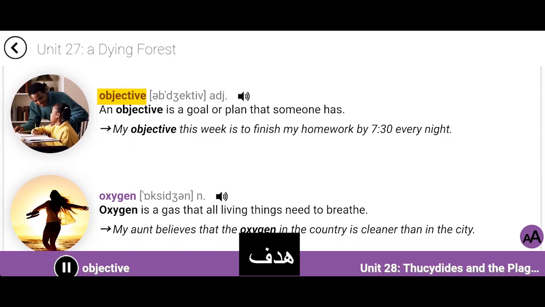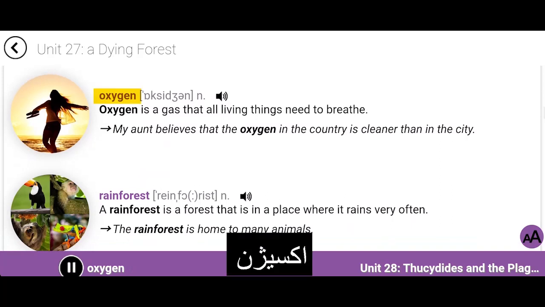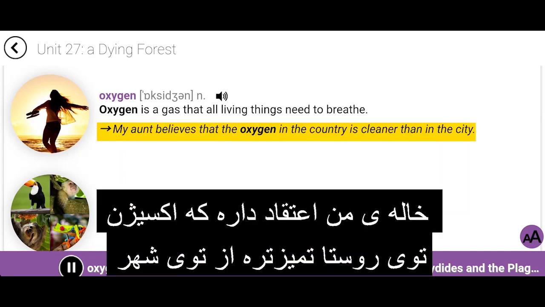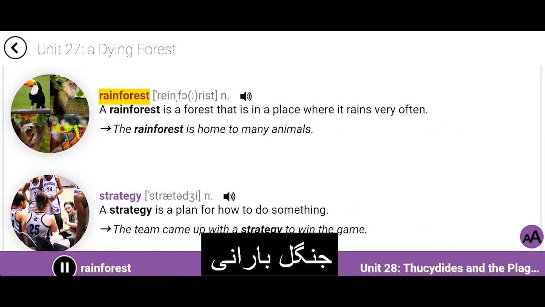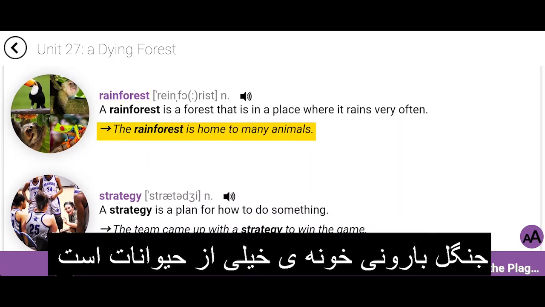Objective. An objective is a goal or plan that someone has. My objective this week is to finish my homework by 7:30 every night. Oxygen. Oxygen is a gas that all living things need to breathe. My aunt believes that the oxygen in the country is cleaner than in the city. Rainforest. A rainforest is a forest that is in a place where it rains very often. The rainforest is home to many animals.